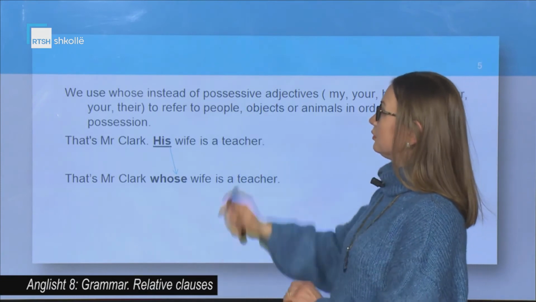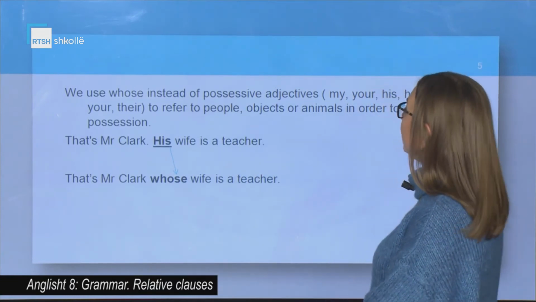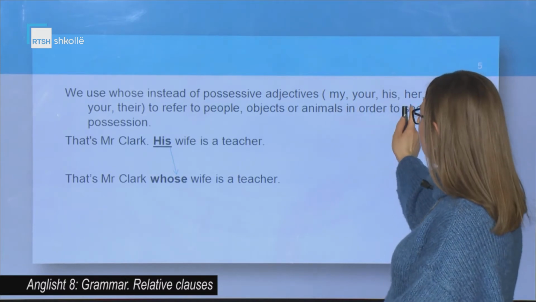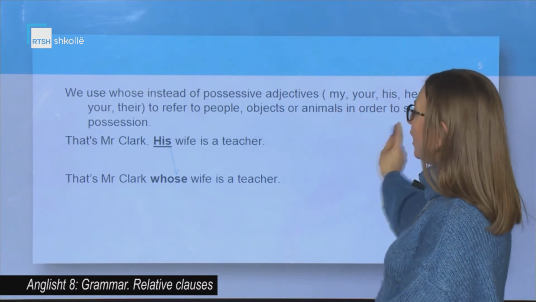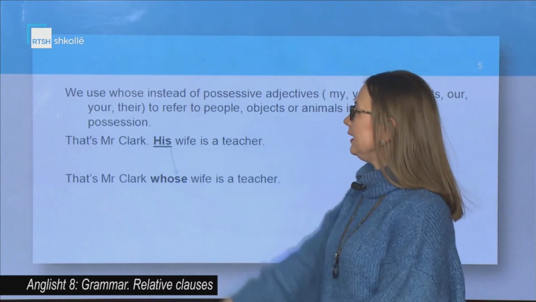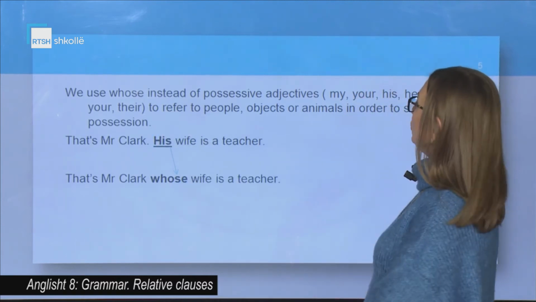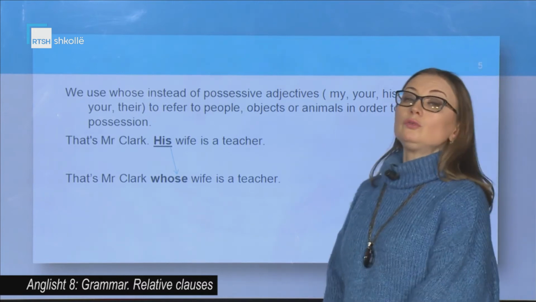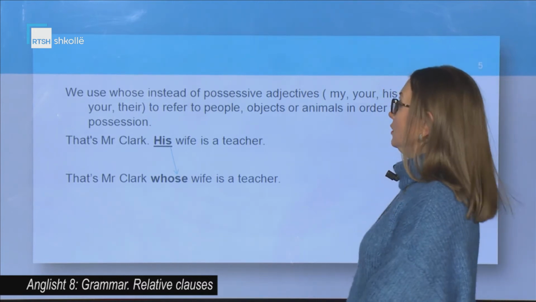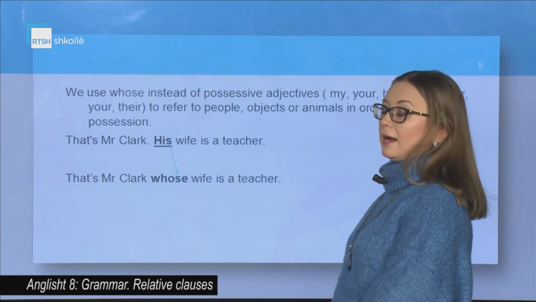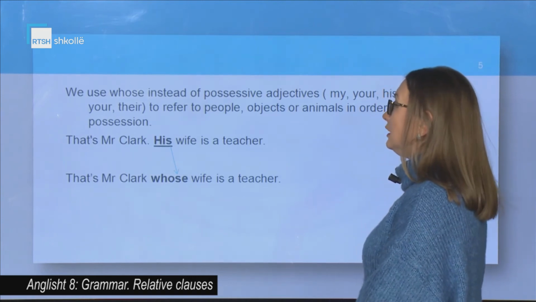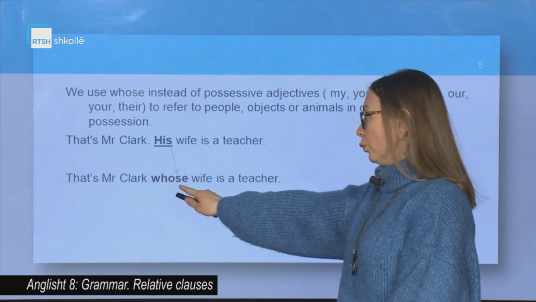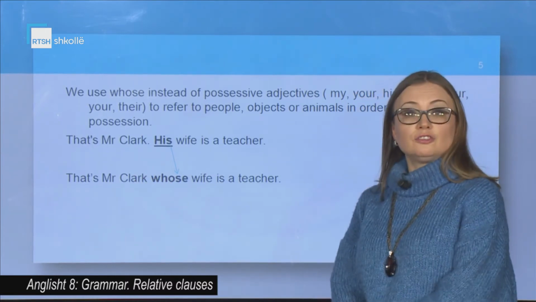We use whose instead of possessive adjectives my, your, his, her, its, our, your, and their to refer to people, objects, or animals in order to show possession. That's Mr. Clark. His wife is a teacher. That's Mr. Clark, whose wife is a teacher.